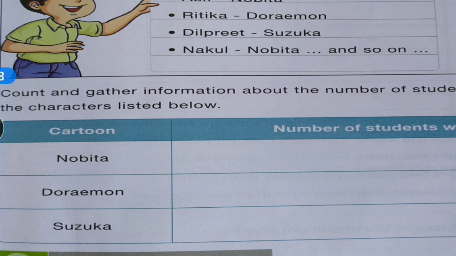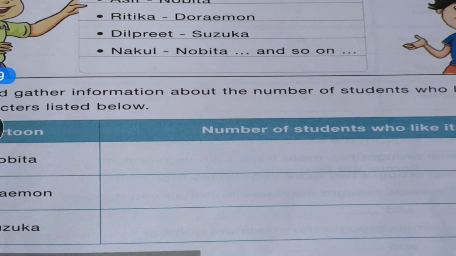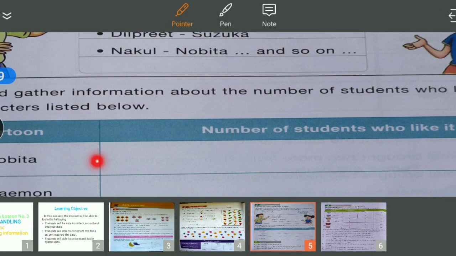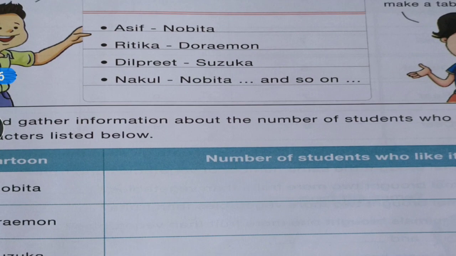we can ask commonly in the class. For example, if we make the table like this, cartoon in one column and number of students in the other column, then children, it is very easy to understand here. Means cartoon: Nobita, Doraemon, Suzuka, these three cartoons only, and in the other column the number of the students. And we can ask commonly in the class.